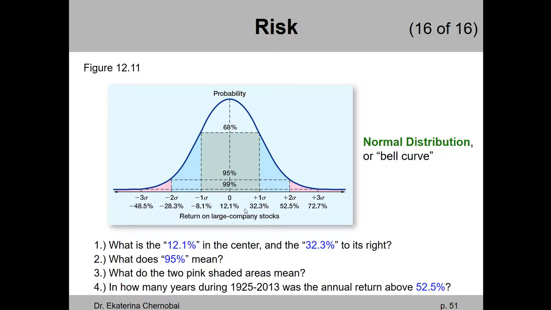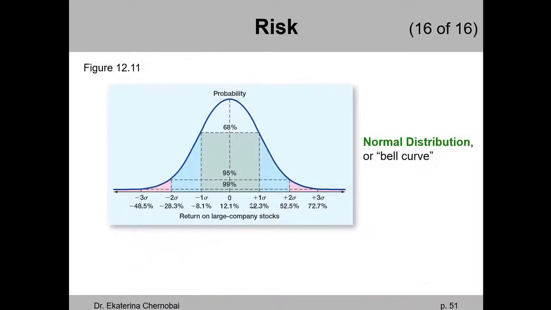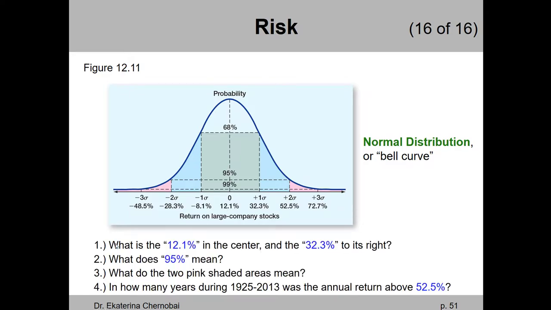Does the math add up? Let's go back a couple of slides. The 12.1 average plus the standard deviation, 20.2, gives us 32.3. We can instead subtract 1 standard deviation, which would give us negative 8.1%. We can also add or subtract 2 or even 3 standard deviations, and we can even go beyond that, and calculate the resulting percent return for those. So that's the answer to question number 1.